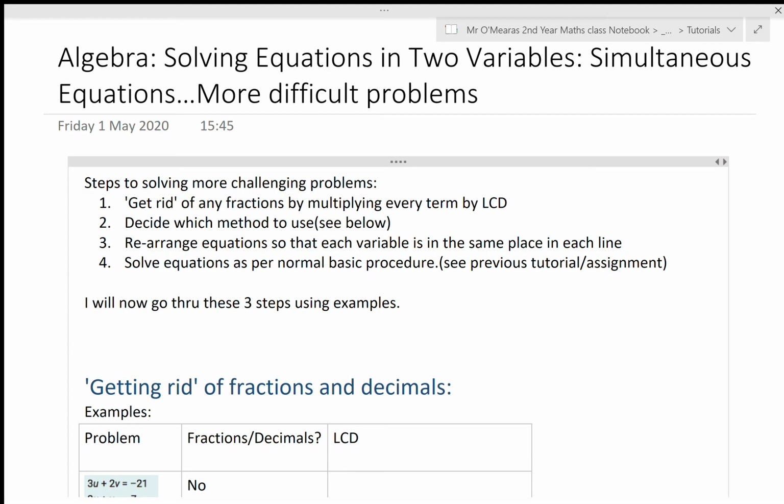Okay, we're here looking at a follow-on video about solving equations in two variables, specifically simultaneous equations. We had a basics that we went through. Now we're just moving on to more difficult problems. So the basic idea here is that you want to be able to follow the steps that you use in the basic examples. Okay, so the elimination or the substitution method.